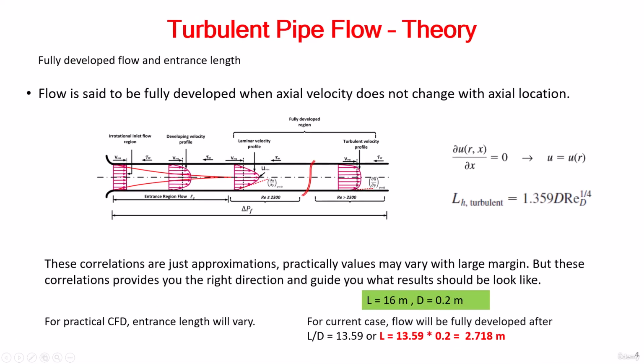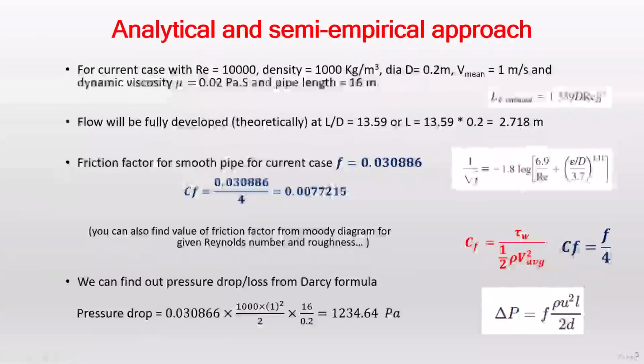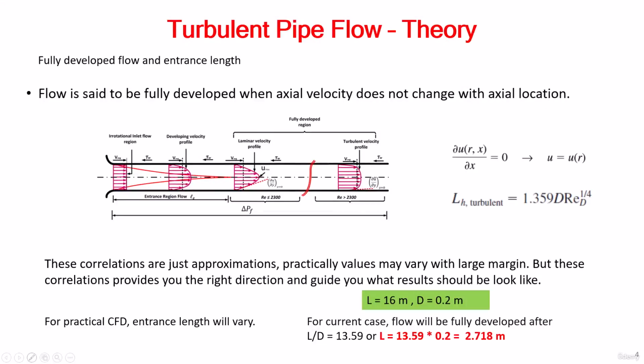So the same theory is still valid, which is that when du/dx is 0, the velocity is only a function of the radial coordinate, so it only changes along the radius. But the correlation is different. For example, for laminar flow, the correlation was L/D, where D is the diameter, equal to 0.05 times Re. But here, L/D is equal to 1.359 times Re_D to the power 1/4. Re_D means the Reynolds number based on the diameter.